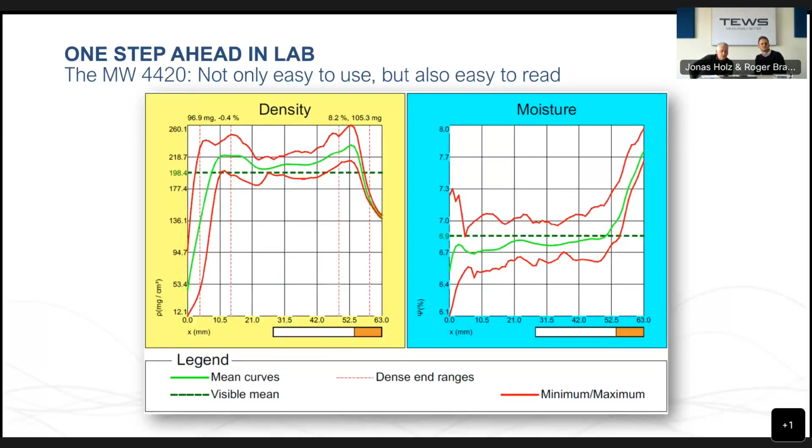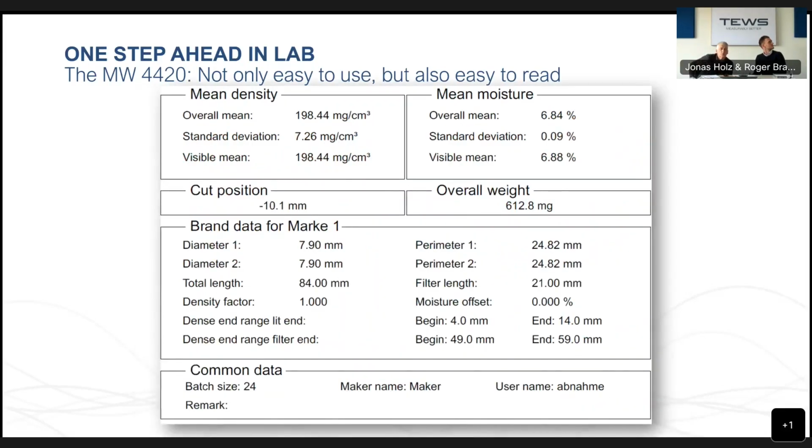Yeah, we measure moisture and density at each millimeter step during the continuous movement through the sensor, and we can display those graphs and also some average values. So on the top right, you can see the overall mean moisture of, in this case, 6.84% as a result for the moisture of those 20-something cigarettes measured.